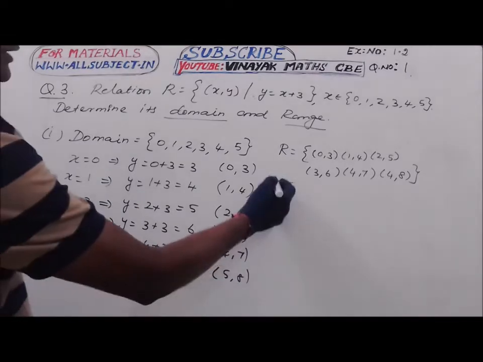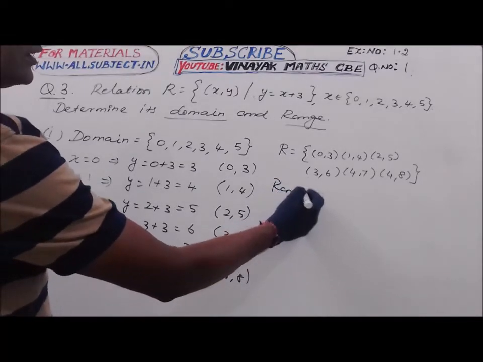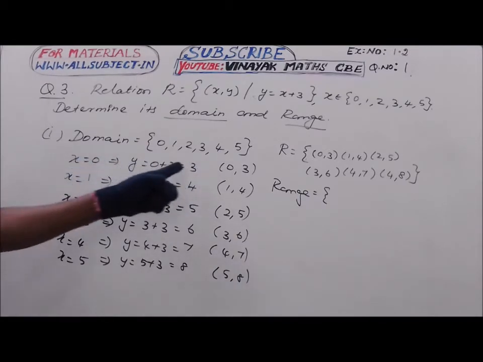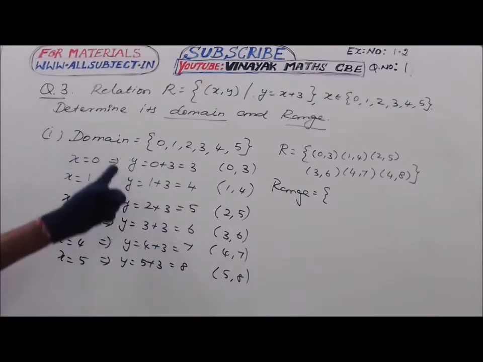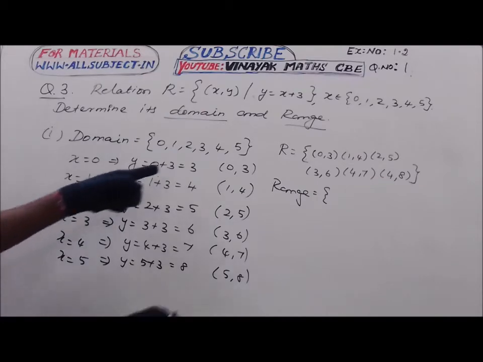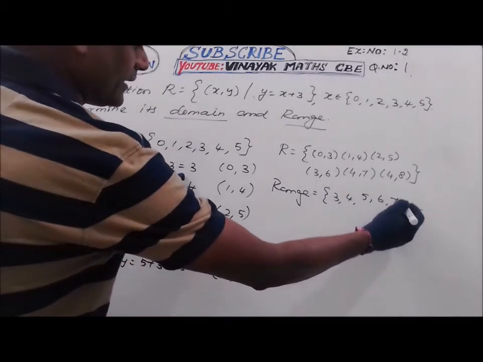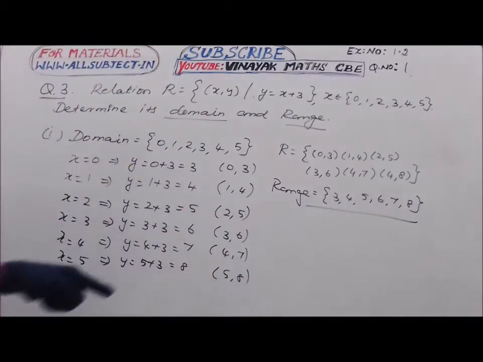And the range is nothing but the range set. The answers we get after substituting x, the y values, are included in the range set. So 3, 4, 5, 6, 7, 8 is known as the range set.